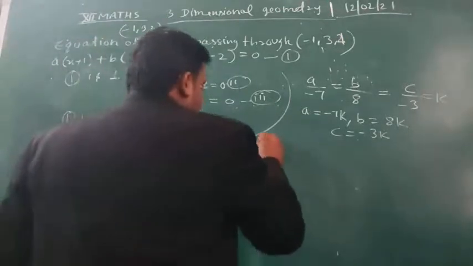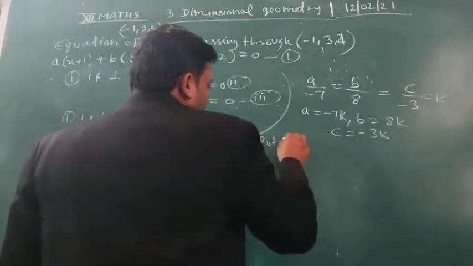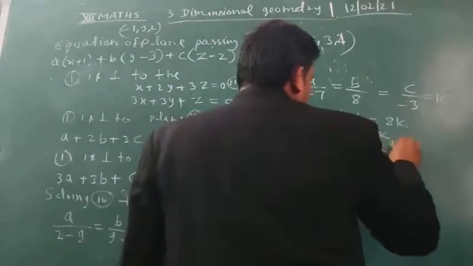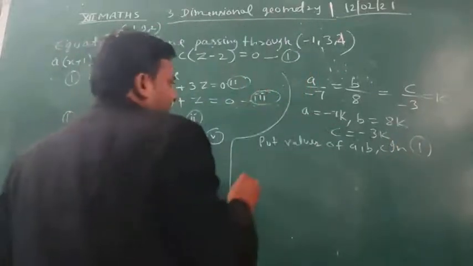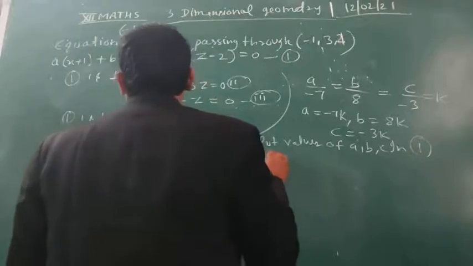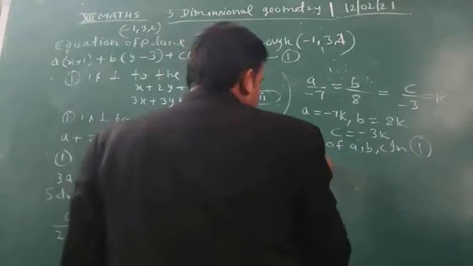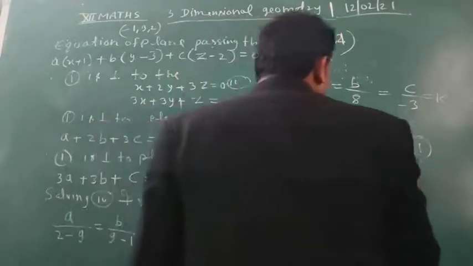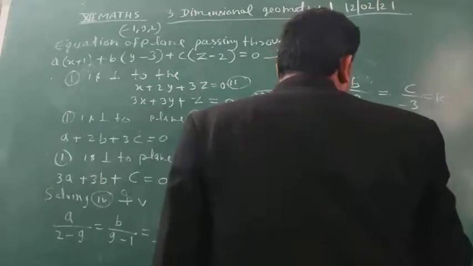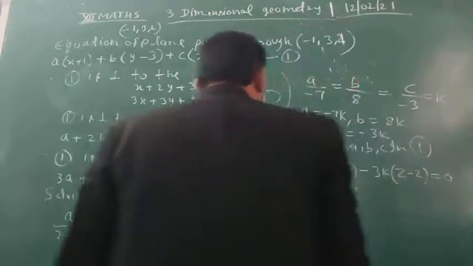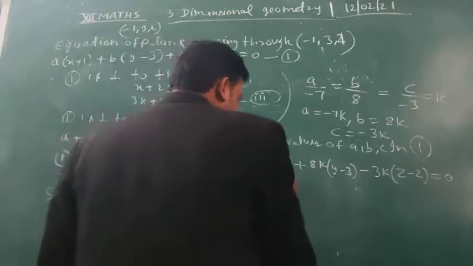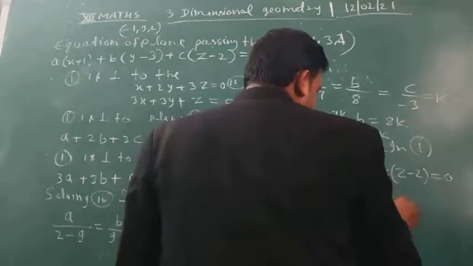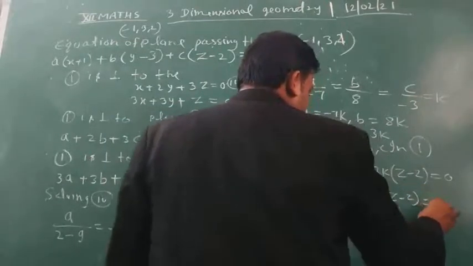Okay students, now we substitute these values of a, b, c in equation first. So we write, putting the values of a, b, c in equation first, we get minus 7k(x plus 1) plus 8k(y minus 3) minus 3k(z minus 2) is equal to 0. So this will be minus 7(x plus 1) plus 8(y minus 3) minus 3(z minus 2) is equal to 0.